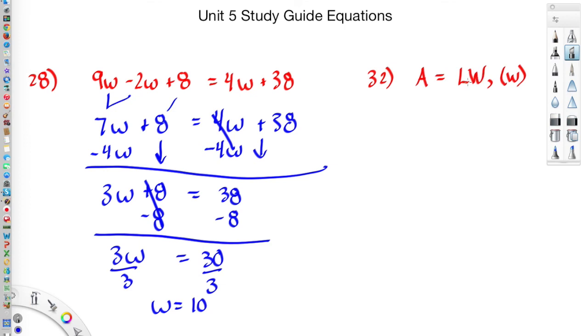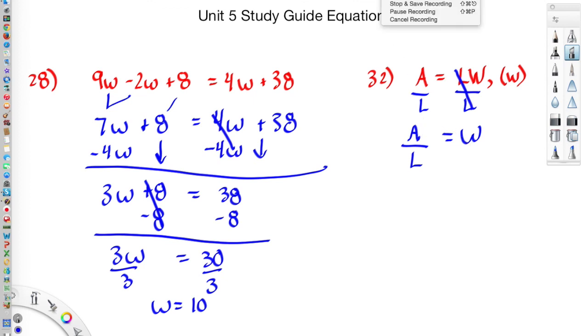I examine the equation. A equals L times w. What's happening to w? I want to isolate w. It's being multiplied by L. Well, what's the inverse of that? Divide by L. And what I do to one side, I do to the other. The L's cancel each other out. I bring down w. w is equal to area divided by length. And that's it. I'm done. I solved for w in terms of A and L, the other two variables.